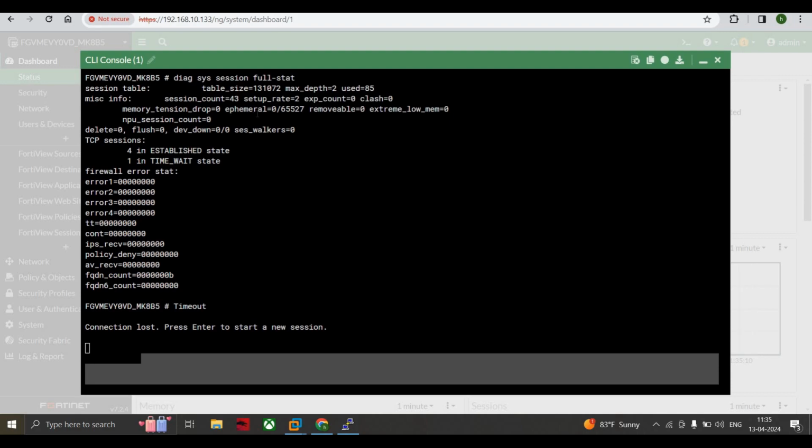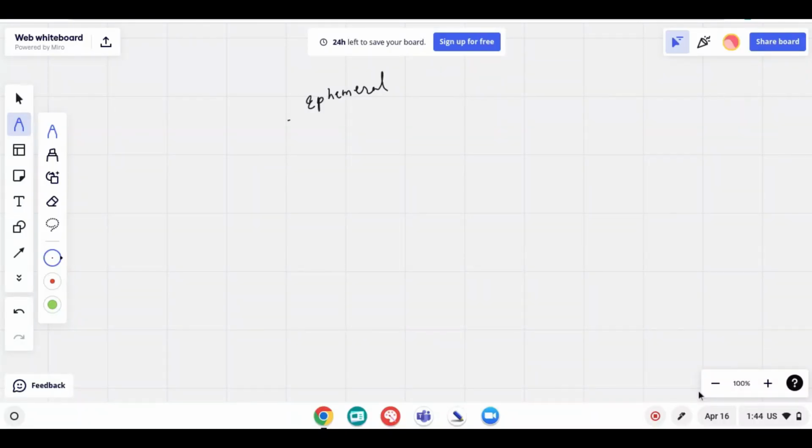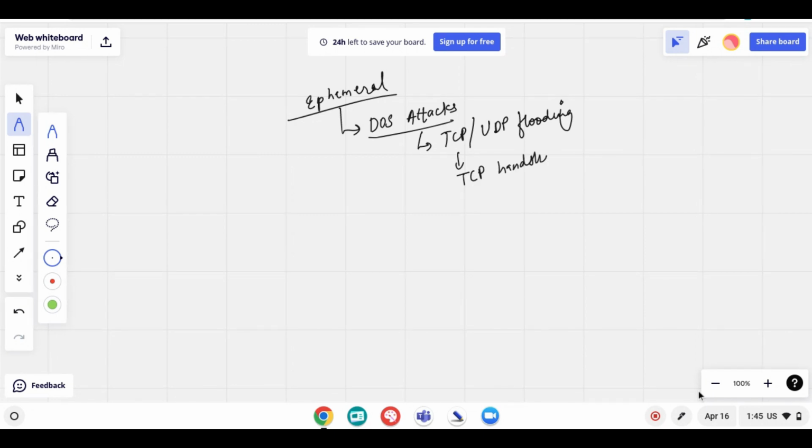Ephemeral is a very important part of the Fortinet firewall, which checks if there is any DoS or DDoS attack. Ephemeral is used to prevent DoS attacks caused by TCP or UDP flooding, using the TCP handshake as half open. I have already discussed this, but I'll take this example: the attacker who tries to access your web server.